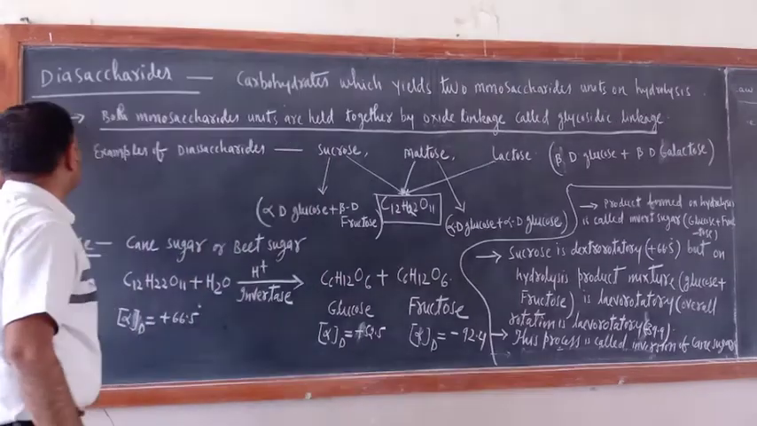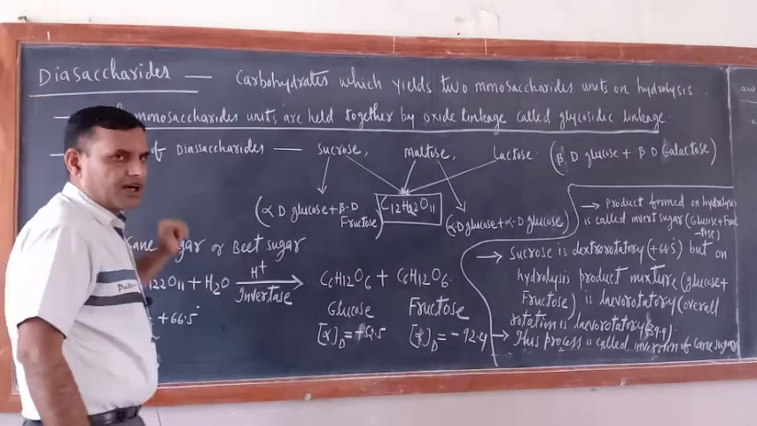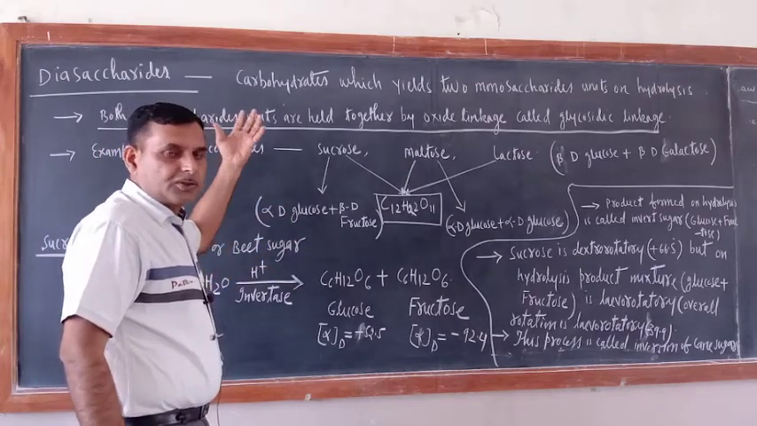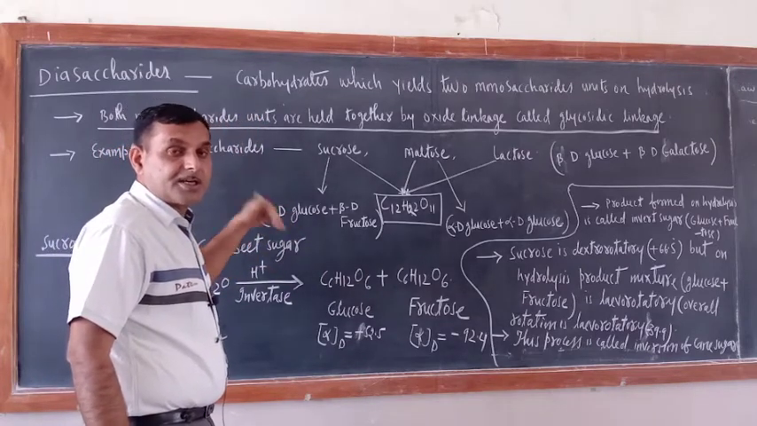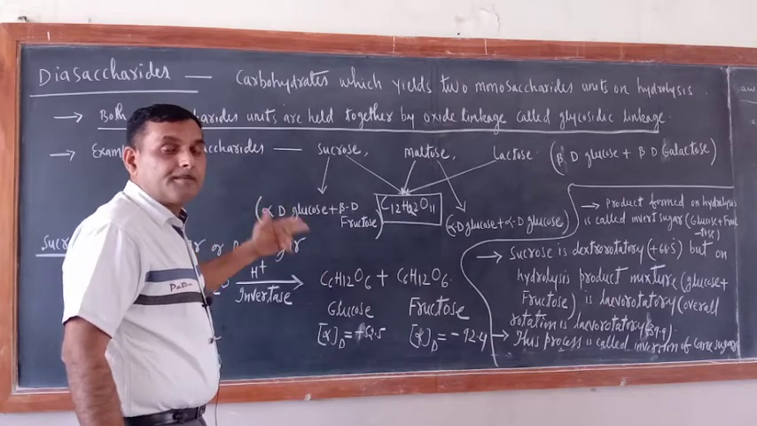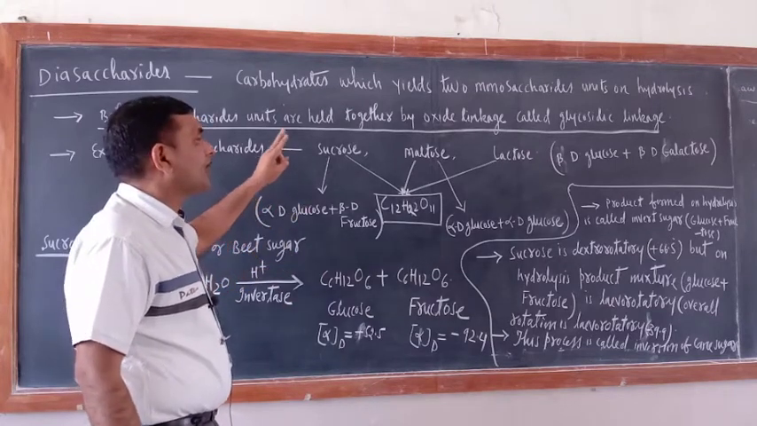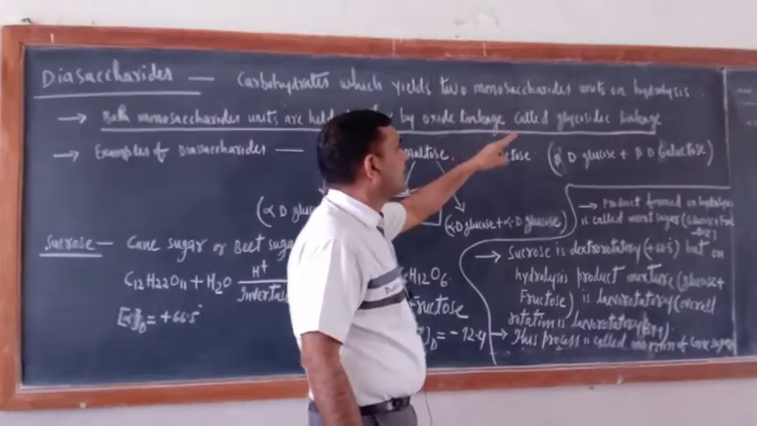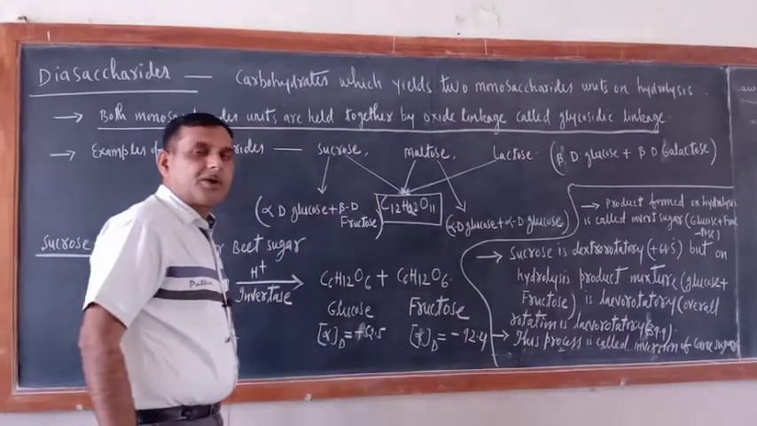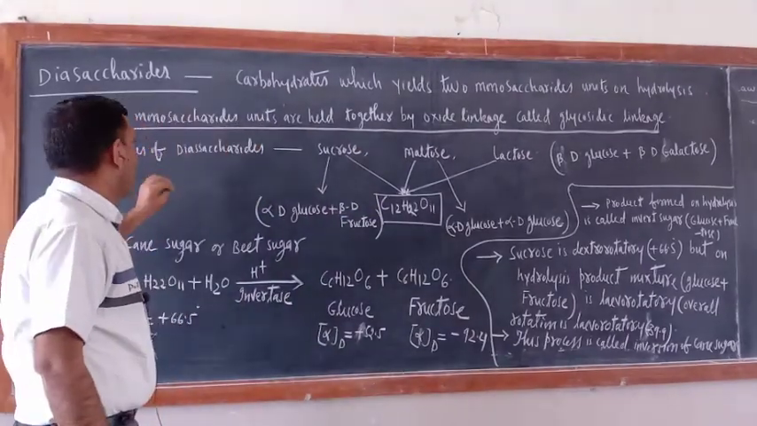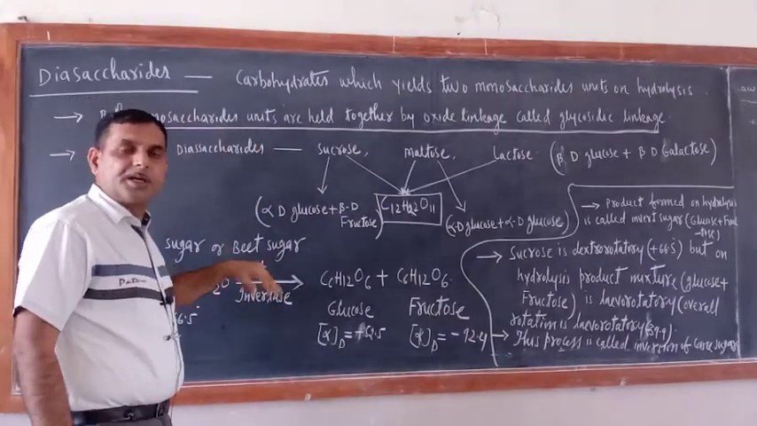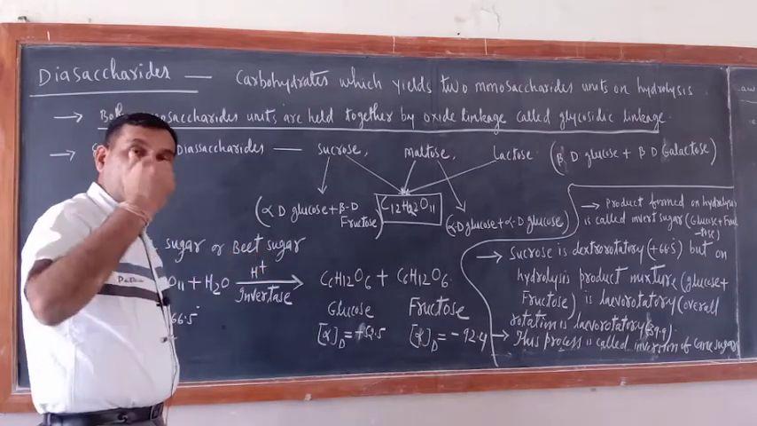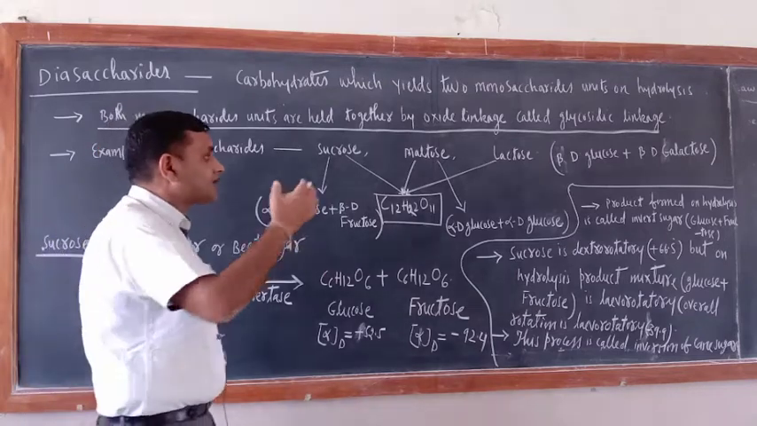Now today I am going to teach you disaccharides. What are the disaccharides? They are part of the oligosaccharides. As its name itself suggests, disaccharides produce two monosaccharide units on hydrolysis. The carbohydrate which yields two monosaccharide units on hydrolysis is known as a disaccharide. Both monosaccharide units in the disaccharide are held together by an oxide linkage, known as the glycosidic linkage.